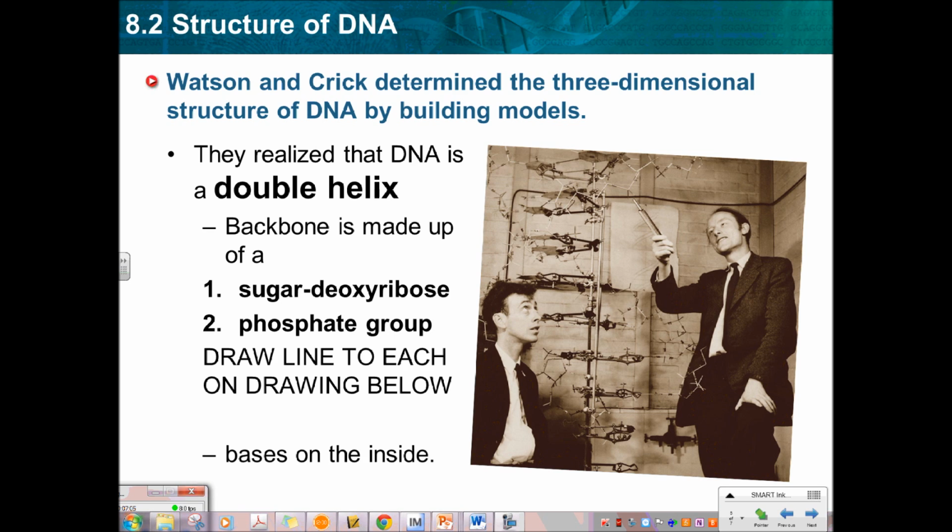Now here are Watson and Crick. One was from England, worked at a university there. One was from America. Okay, but they mostly did their work in England.